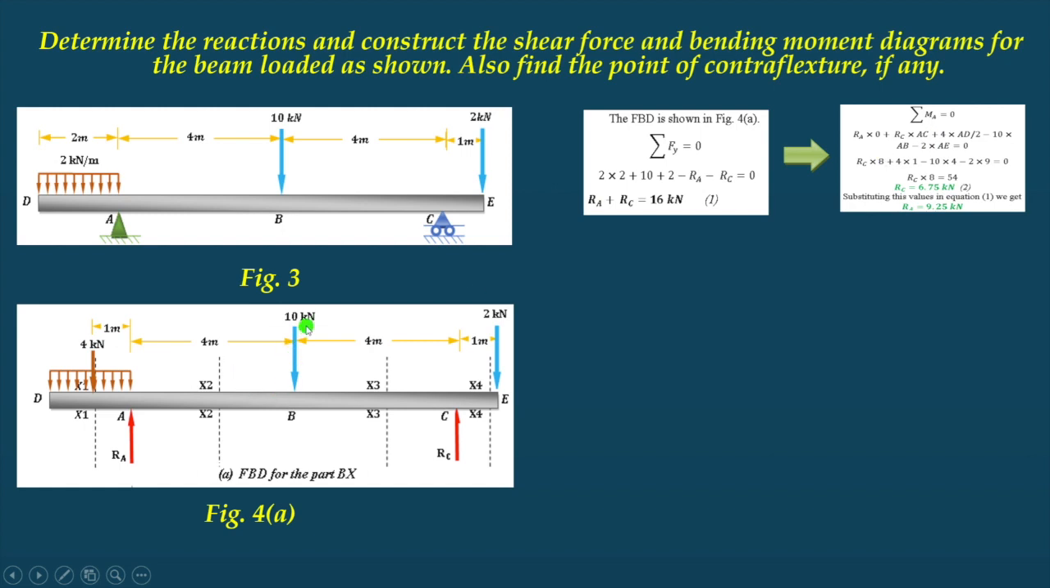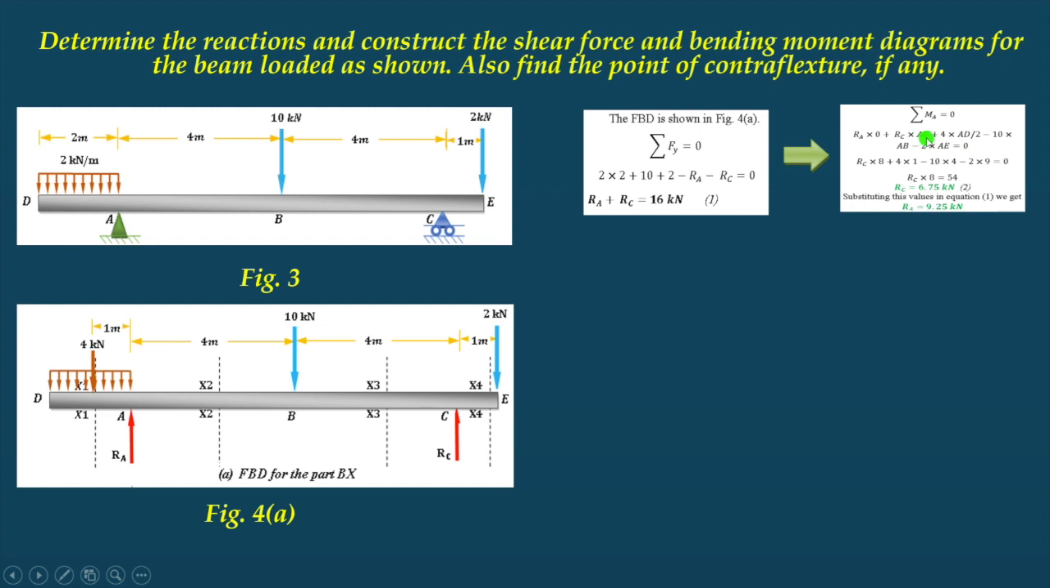And another force, 10 kilonewton, is there. Under the action of this 10 kilonewton, the beam is rotating clockwise about it. So, it is negative. And distance is AB. So, here minus 10 into AB. And the last force, 2 kilonewton. Under the action of this force also, the beam is rotating in clockwise direction about A. So, 2 kilonewton into A distance, and it is negative, equals to 0.